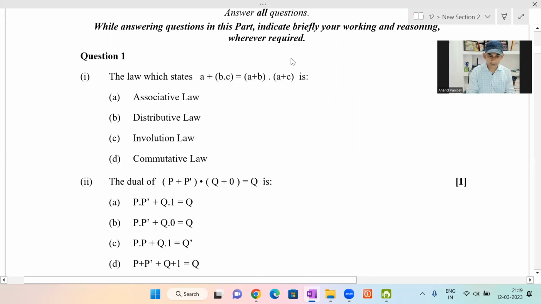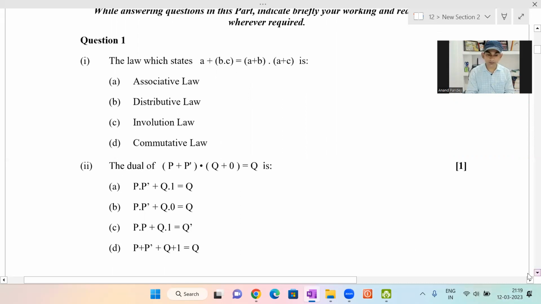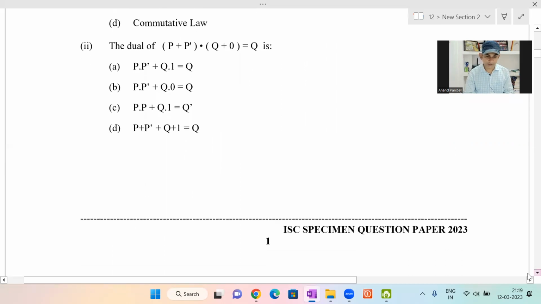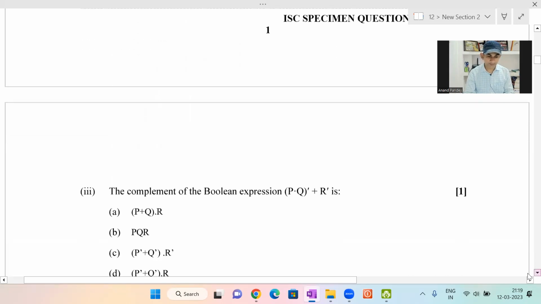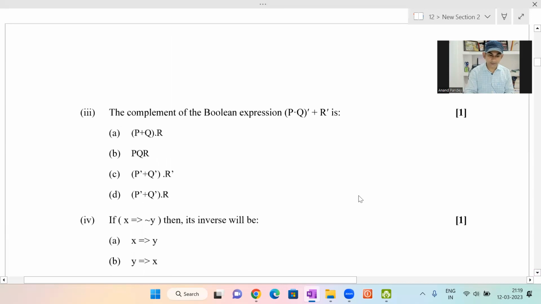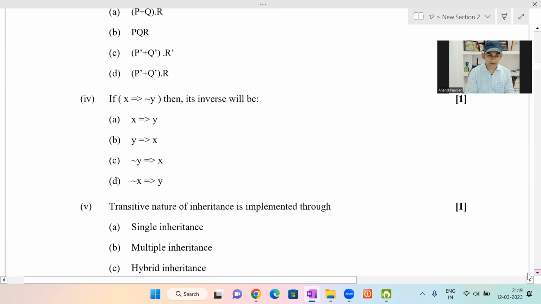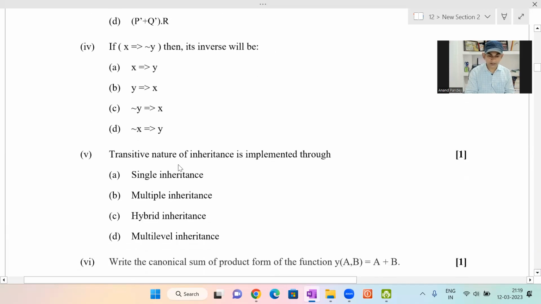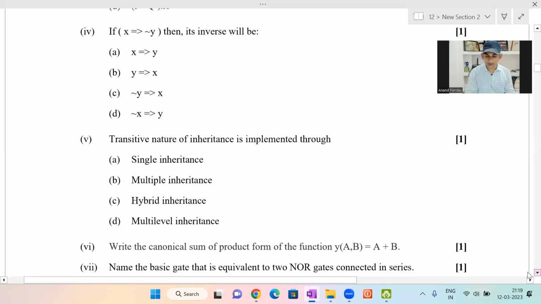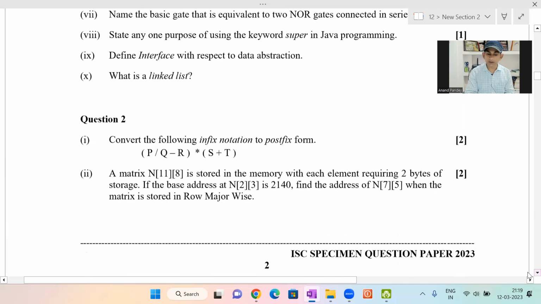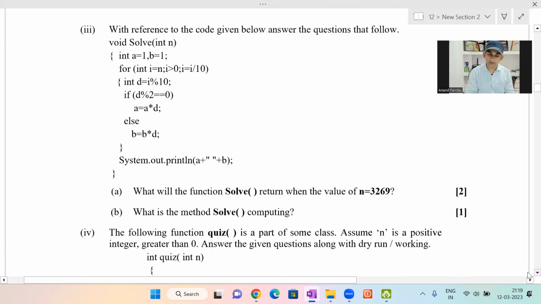This law, associative law, distributive law, all the laws. I have uploaded videos for that also. I will try to give the link of that playlist in the description of this video. This question can also be solved if you know the Boolean laws. De Morgan's law, more specifically. Then transitive nature of inheritance, no problem. Knowing the Boolean laws is very important.